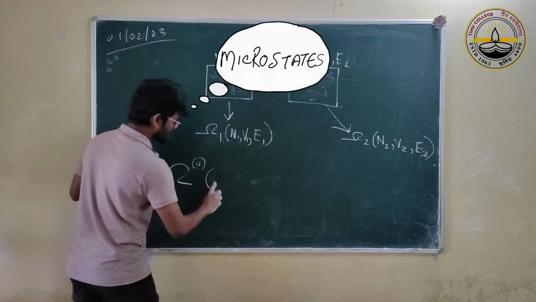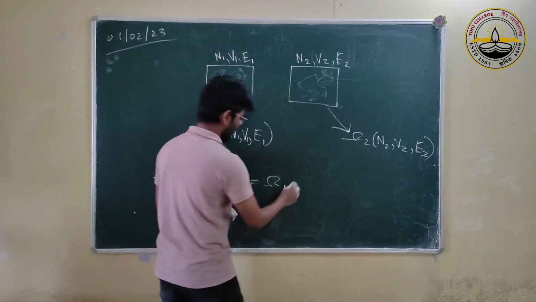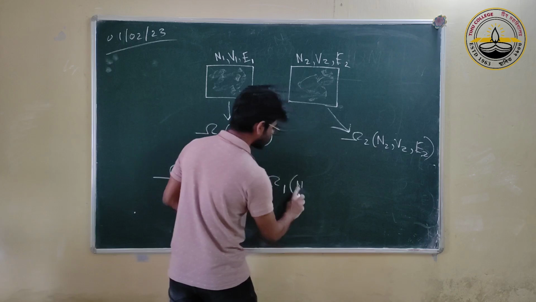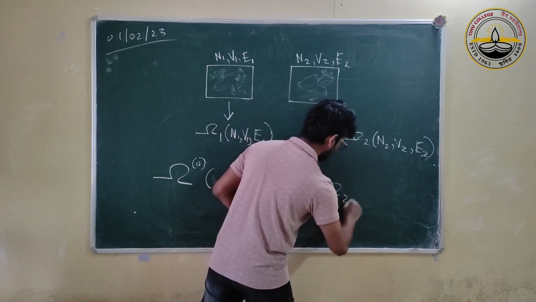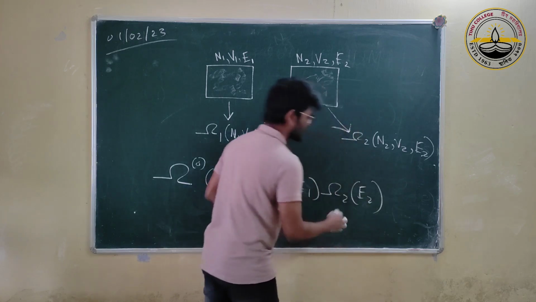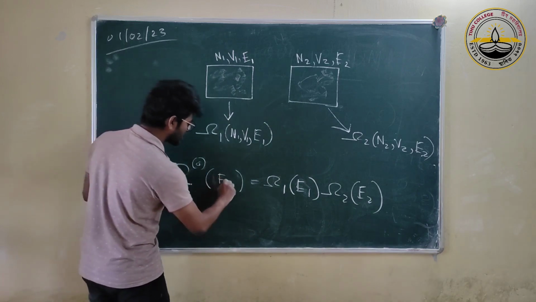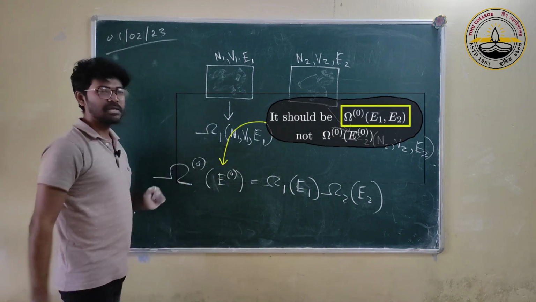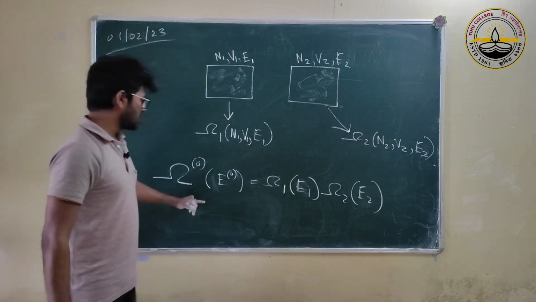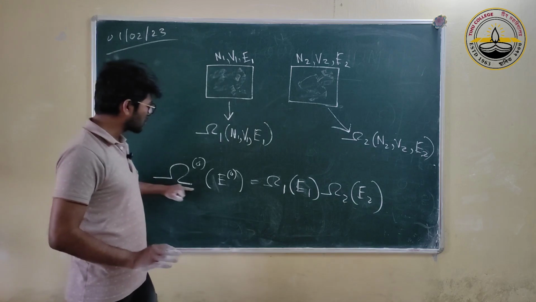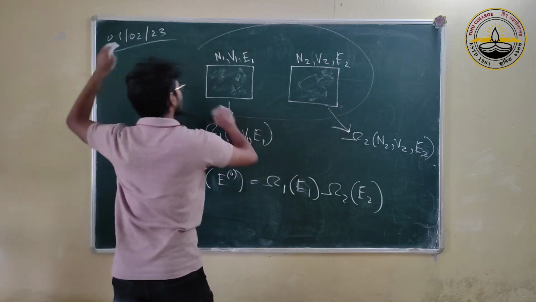So the combined number of microstates will be, I'll put the function here, omega 1 of N1, let's just denote it by just the energy, because anyway the others are constants. Even energy is constant, but for now let me just put the energy here. We understand that N1, V1 are there. This is the total number of microstates corresponding to this combined system.